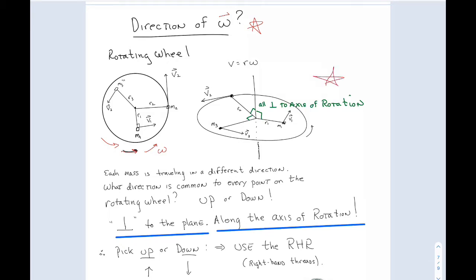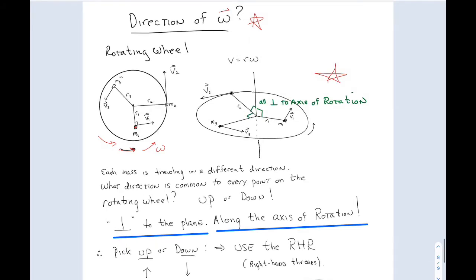On both these pictures, I have some mass here. Let's say that's a chunk of the wheel. Each point of the wheel is moving in a different direction. So piece M1 is headed in that direction. Number 2 is headed up. Number 3 is headed in its direction. Remember, these velocities are tangent, 90 degrees to the radius. And so I just drew the exact same picture over here now as a side view.